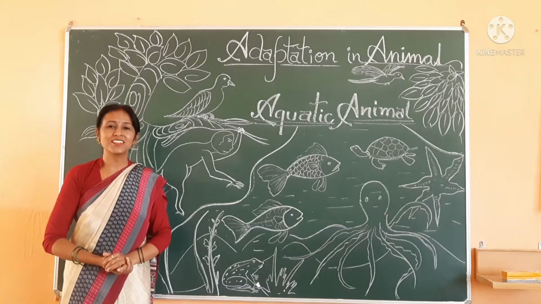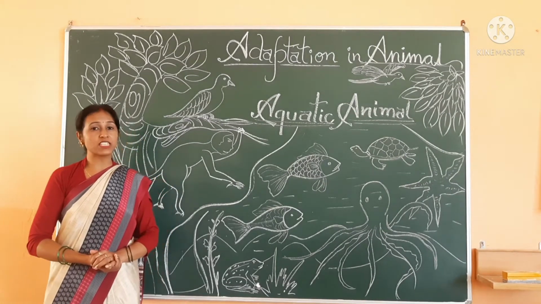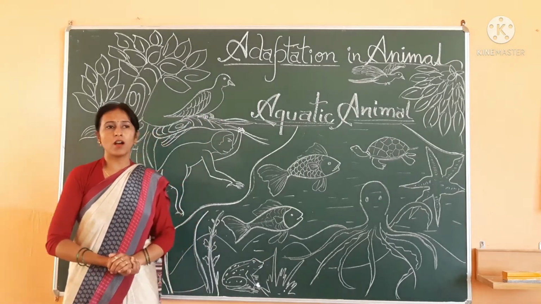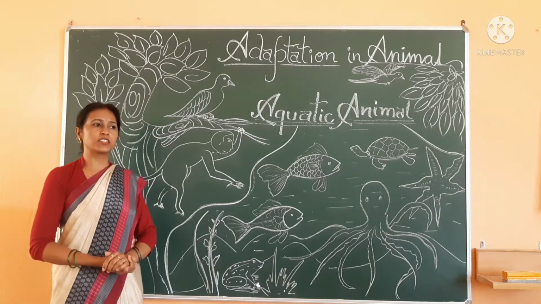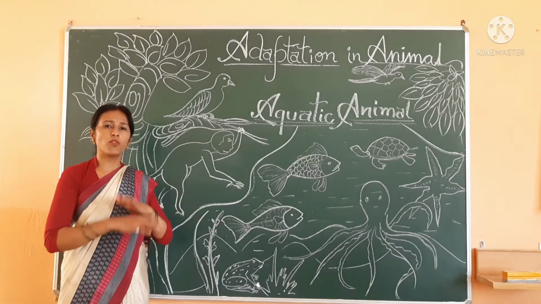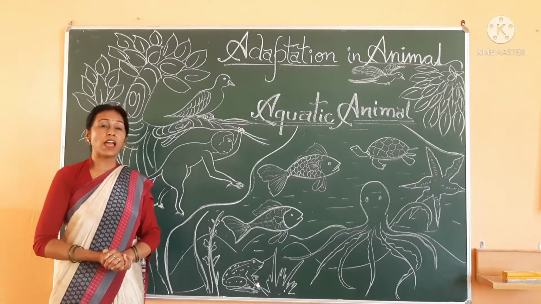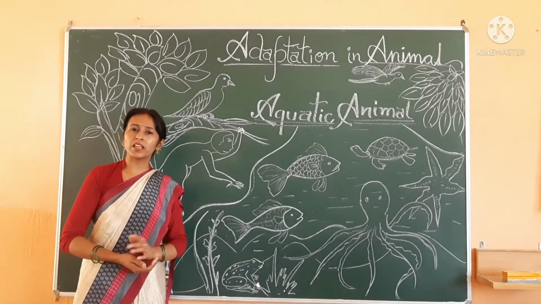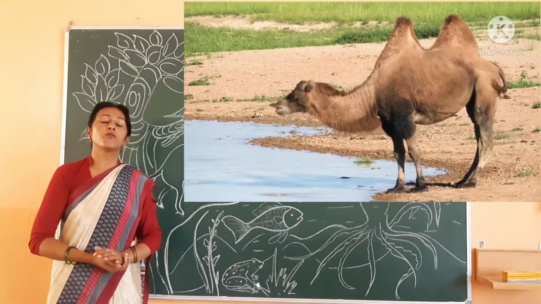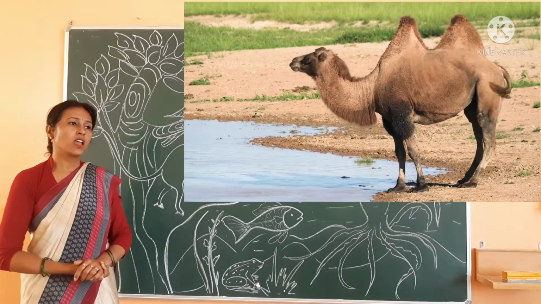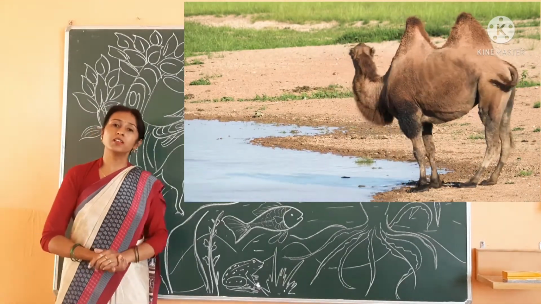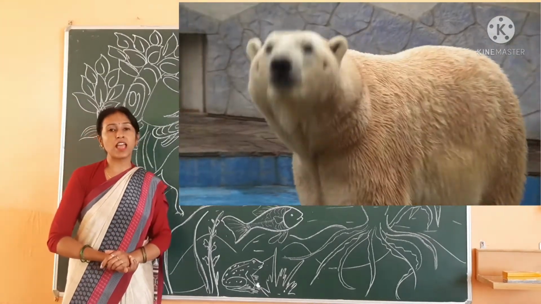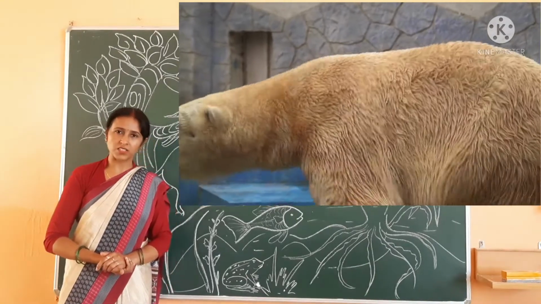Good morning, students. Today we will continue with our same chapter, which is Adaptation in Animals. In our last video, we already took an overall view of this chapter and covered both topics: the animals which are found in desert areas, as well as the animals which are found in polar regions. What type of habitat and adaptation they have, we already discussed.